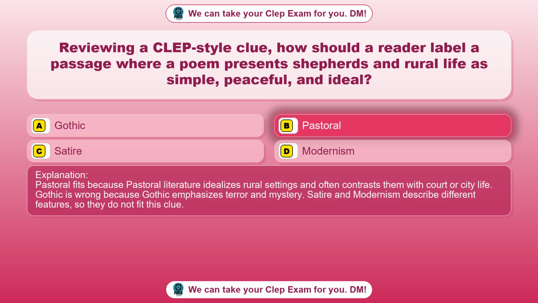Pastoral fits because pastoral literature idealizes rural settings and often contrasts them with court or city life. Gothic is wrong because Gothic emphasizes terror and mystery. Satire and modernism describe different features, so they do not fit this clue.